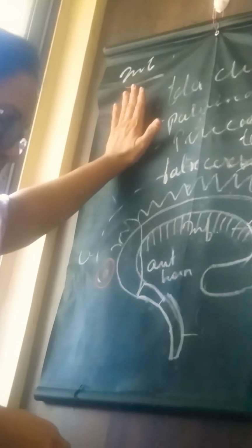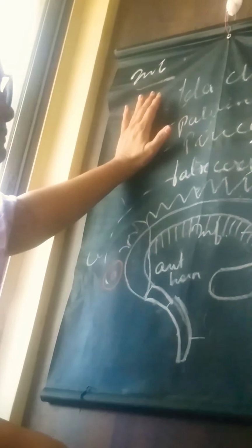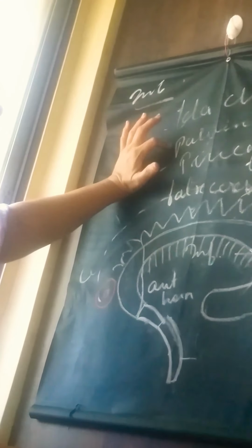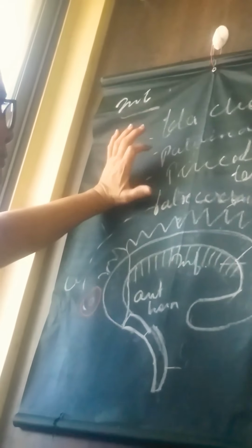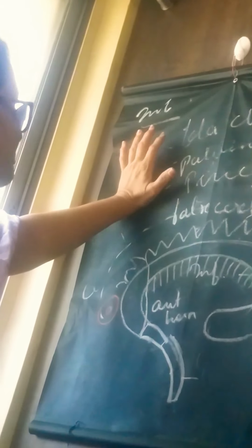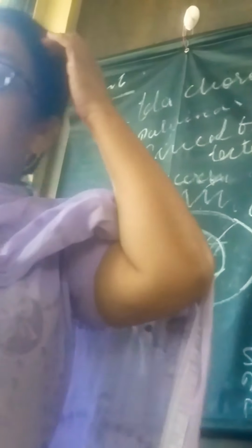Got it? Just remember these words. Very soon I will tell you about all these things. Pala choroidi, pulvinar, cranial body and the tectum. These are the inferior relation, and posteriorly it is related to the great cerebral vein, the straight sinus and the free margins of the tentorium cerebelli.